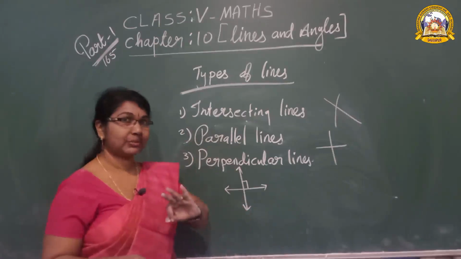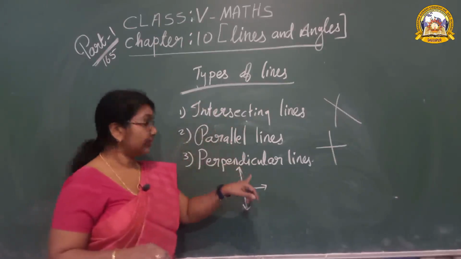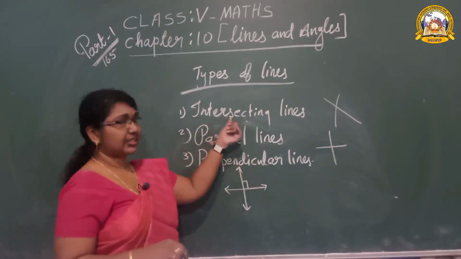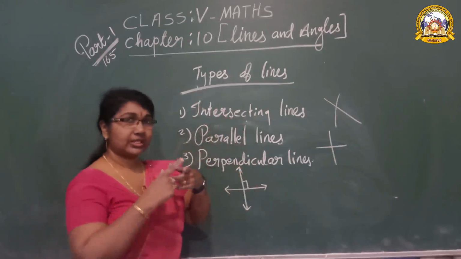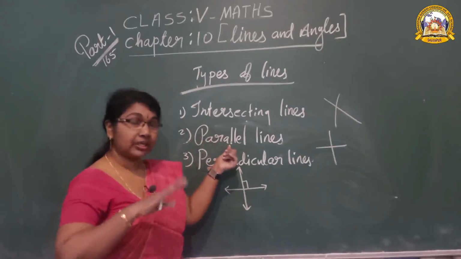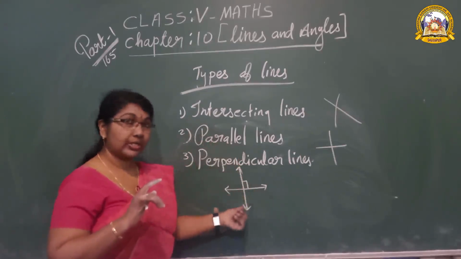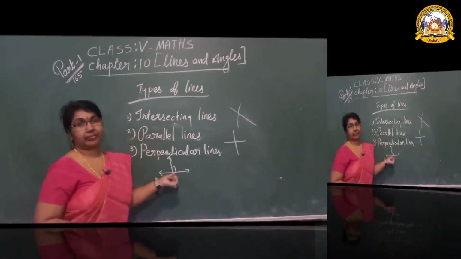Understood now what are the three types of lines? Intersecting line, parallel line and perpendicular line. Intersecting: two lines cross each other at one point. Parallel line: two lines never meet each other and have equal distance. Perpendicular line: two lines intersect at a right angle.